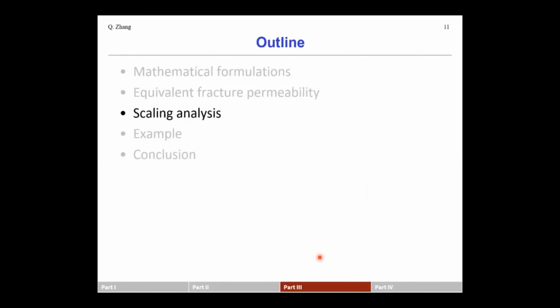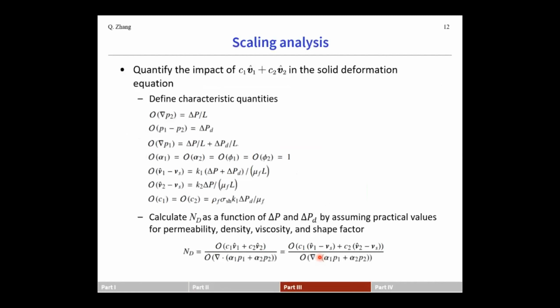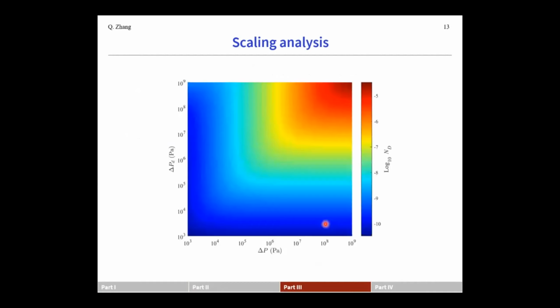The third part is scaling analysis. Basically, we want to quantify the impact of mass transfer in the solid deformation equations. To achieve that, we will define some characteristic quantities, and then we will calculate the dimensionless number as a function of pressure variations delta P and delta PD by assuming practical values for permeability, density, viscosity, and shape factor. As a result, we can see that for almost all the cases, we can ignore this term without losing any solution accuracy.